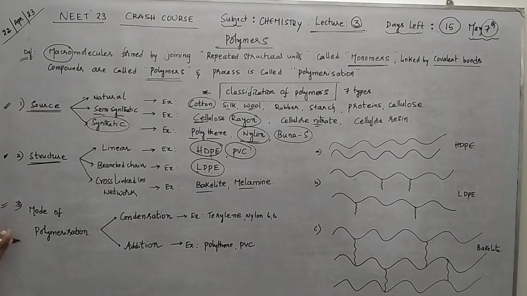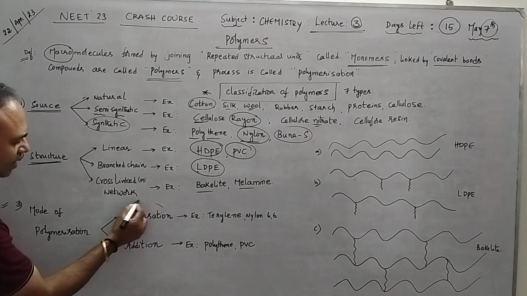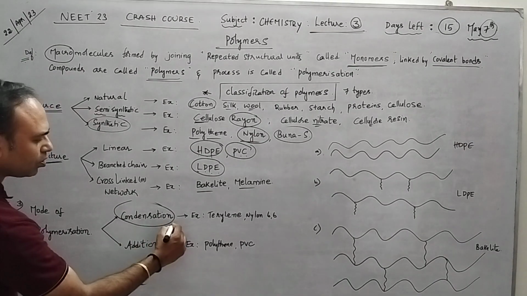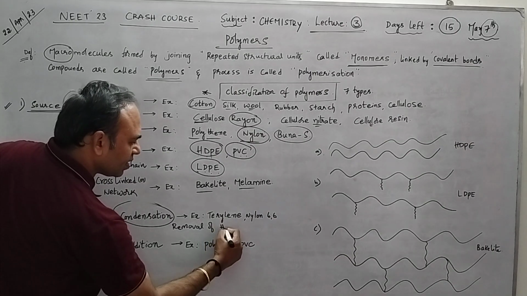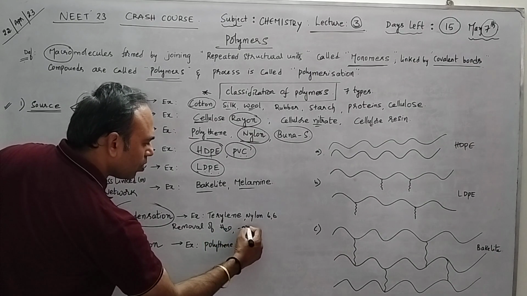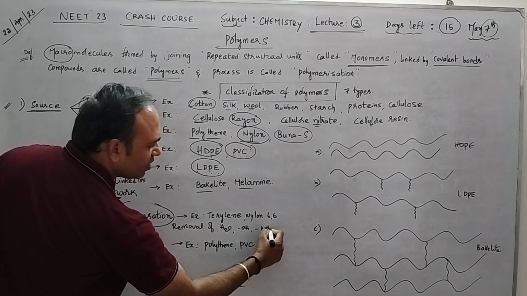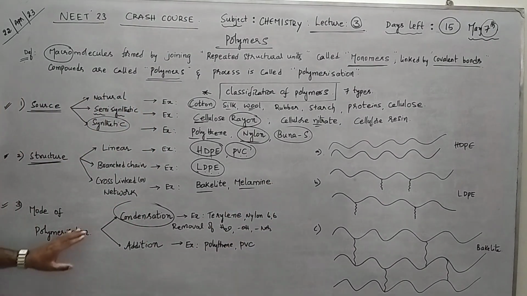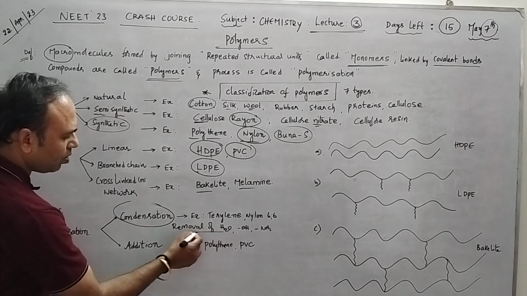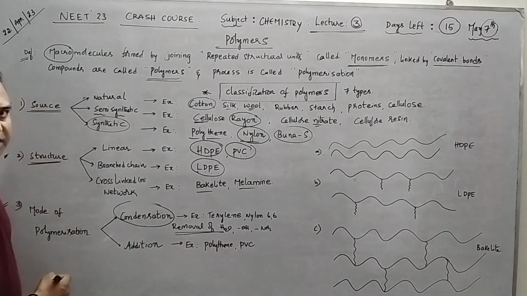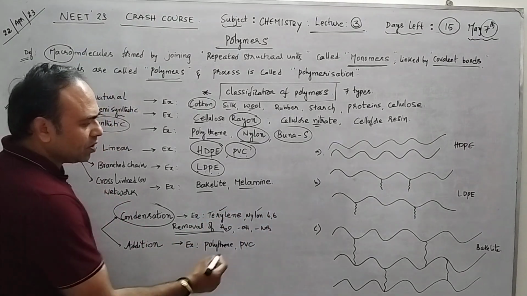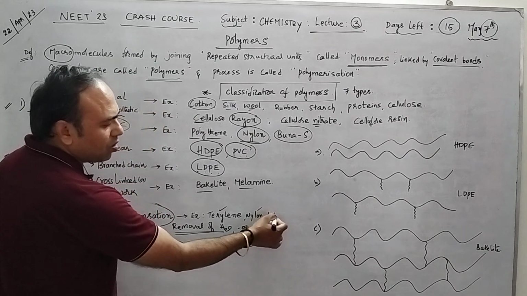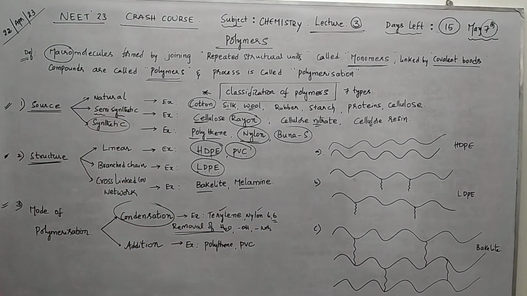And third one is mode of polymerization. First one is condensation. In this, what you do is you remove either water, in most cases, or you remove alcohol, or you remove NH3, etc. So the type of polymerization which involves removal of a small compound is called condensation. Example, terylene, nylon 6,6. 6,6 is nothing but 2 monomers with 6 carbons, so that we will discuss.